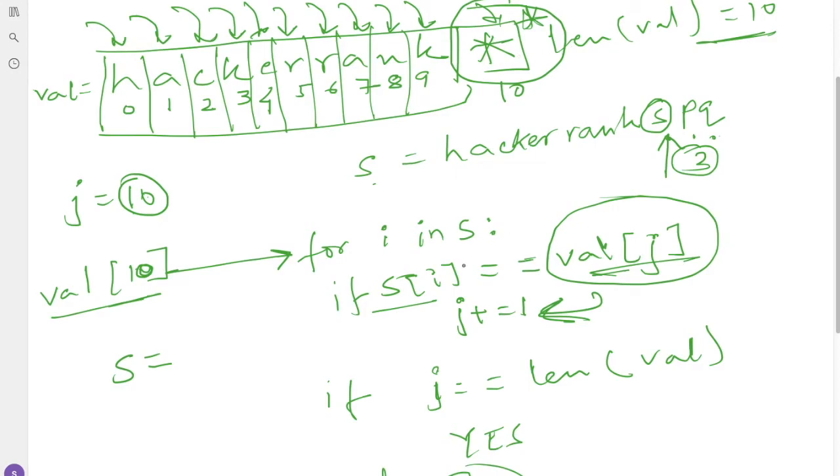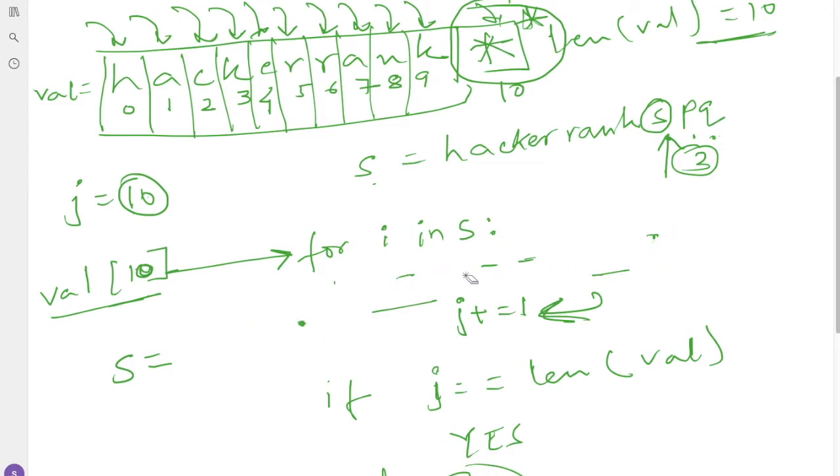So what we will do is add one more condition here, like if j is not equal to the length of the value. Let me write it again in a fresh way.